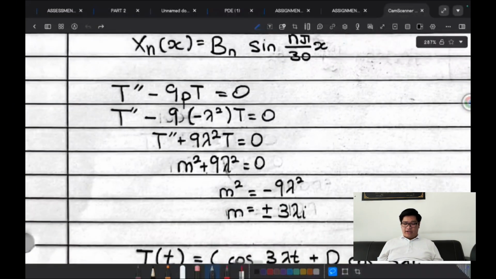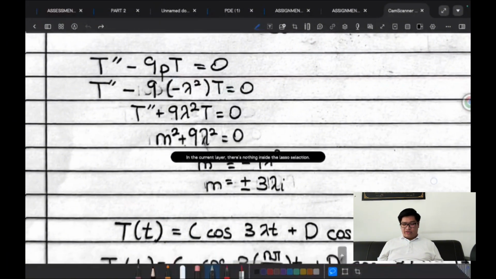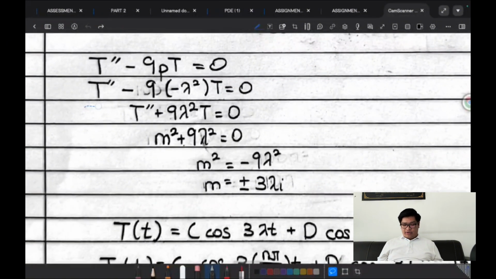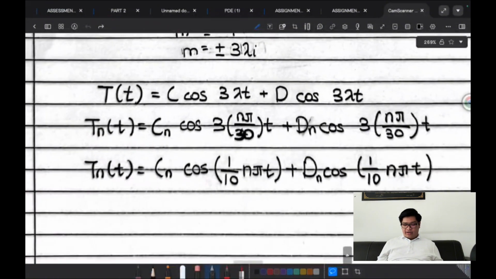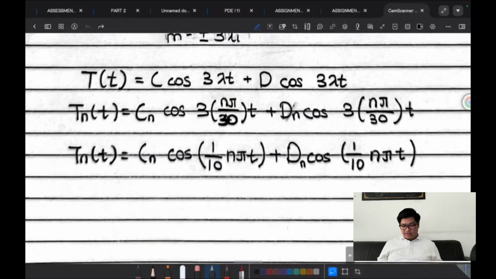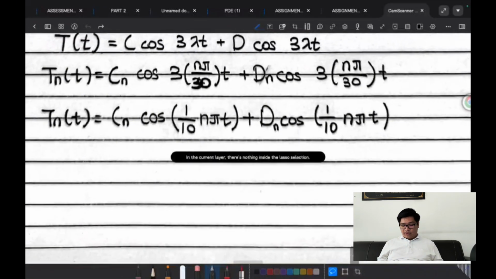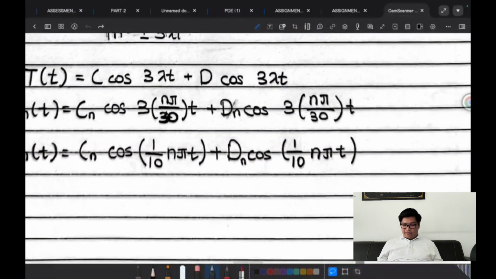For the t term, we get T double prime minus 9pT equal to 0. Then substitute p equal to negative lambda square. We get T double prime plus 9 lambda square T equal to 0. And we can simplify it until m equals plus minus 3 lambda i. For the t term, we can get T(t) equal to c cos 3 lambda t plus d sin 3 lambda t. Then the finalized answer is T(t) equal to cn cos 1 over 10 n pi t plus dn sin 1 over 10 n pi t.